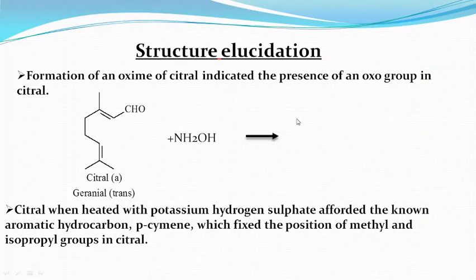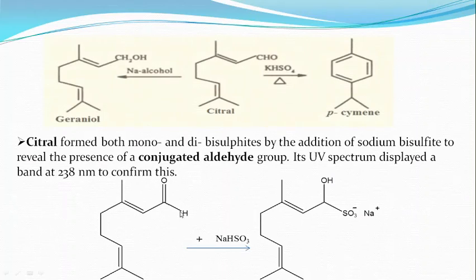Now let us determine the structure of citral. First is the formation of oxime. Citral reacts with hydroxylamine yielding an oxime, indicating the presence of an oxo group in citral. Citral, when heated with potassium hydrogen sulfate, yields paracymene, which gives the skeletal structure of citral.